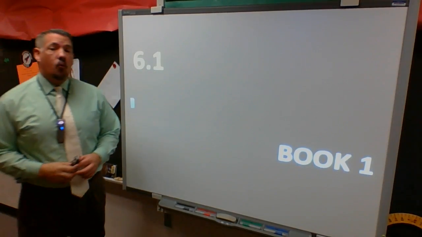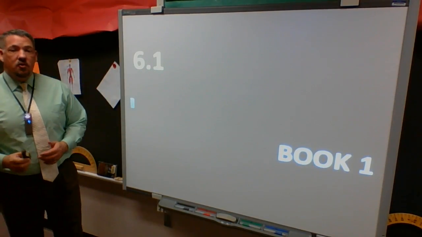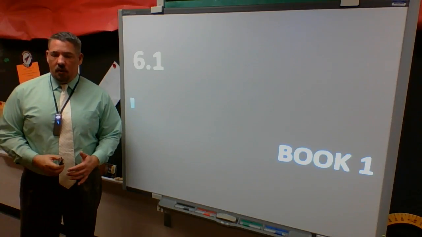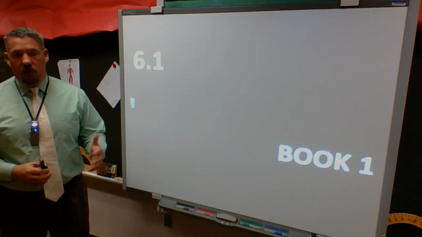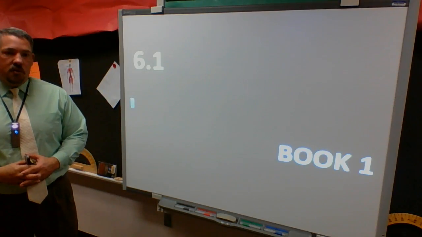So now we're going back to book one. The number one reason why I told you not to throw it away and make sure you keep it in your locker is that we need this book. We're going to be working on this for the next week and a half as we go through it and we do the test for chapter 6.